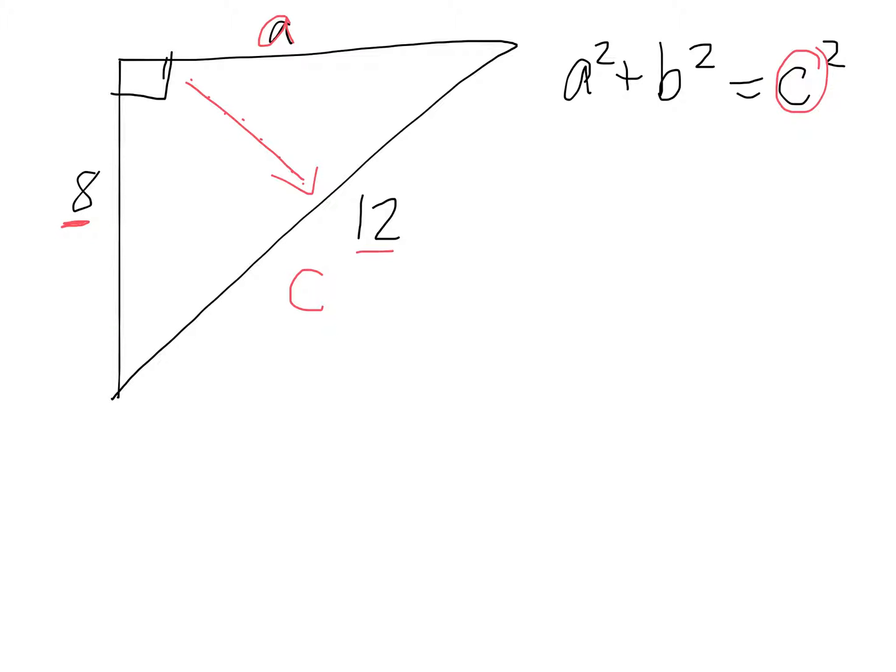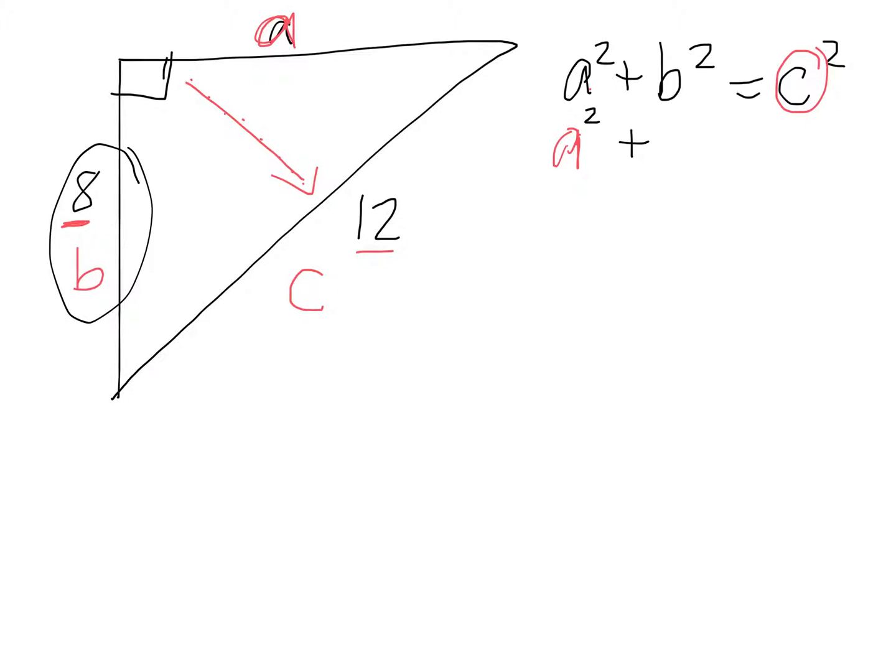And then our number 8 will be what? B. Okay, it's very important that you label your triangle correctly. We need to plug these numbers into our equation. So we have A squared. Do I know what A is? So we're going to leave that as A. Okay? So A squared plus, do we know what B is?